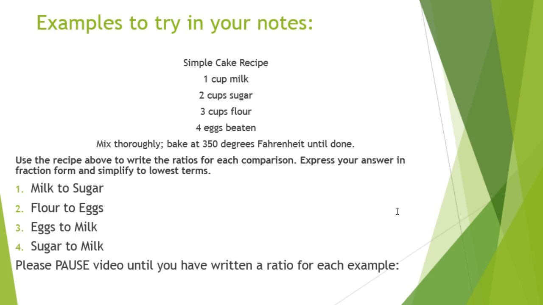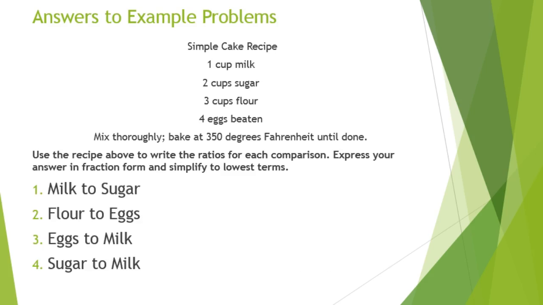So number 1, you're doing milk to sugar. Number 2, flour to eggs. Number 3, eggs to milk. Number 4, sugar to milk. Please pause the video until you have written a ratio for each example. So let's look at the answers to the example problems.